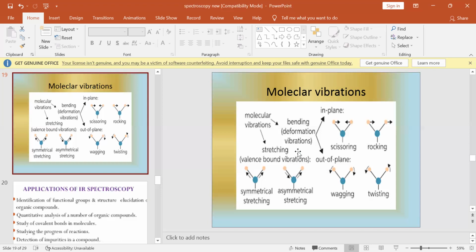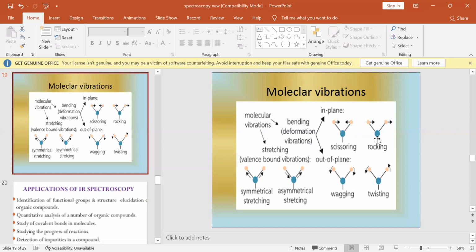Coming to the second type of molecular vibrations, that is bending vibrations. There are in-plane and out-of-plane vibrations. In case of in-plane bending, first we will see scissoring. In this type of vibration, the two atoms approach each other in the same plane. So both atoms will be in the same plane, acting like a scissor. In the same manner, the two atoms will also move in opposite directions.